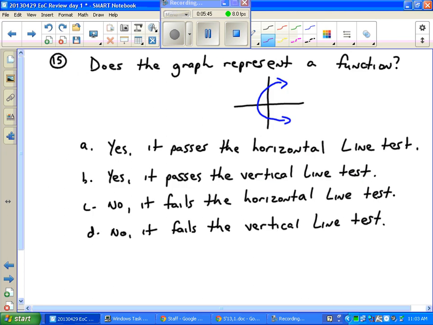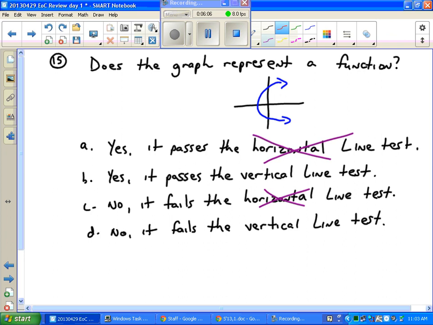15 says, does the graph represent a function? And then it's yeses and nos and horizontal and vertical line test. First off, there is no such thing as a horizontal line test. Okay. So immediately get rid of those. We have talked about vertical line tests. We never talked about a horizontal line test.